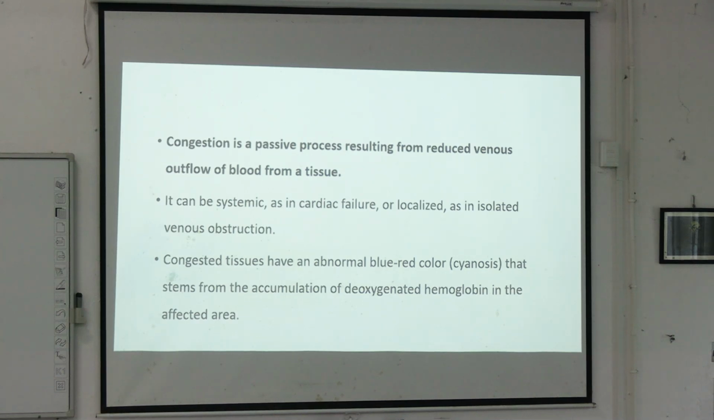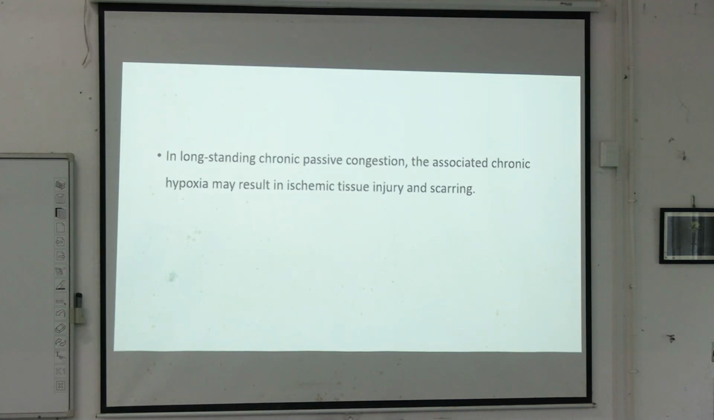It can be systemic, as in cardiac failure, or localized, as in isolated venous obstruction. Congested tissue has an abnormal blue-red color that stems from the accumulation of deoxygenated hemoglobin in the affected area. In long-standing chronic passive congestion, the associated chronic hypoxia may result in ischemic tissue injury and scarring.